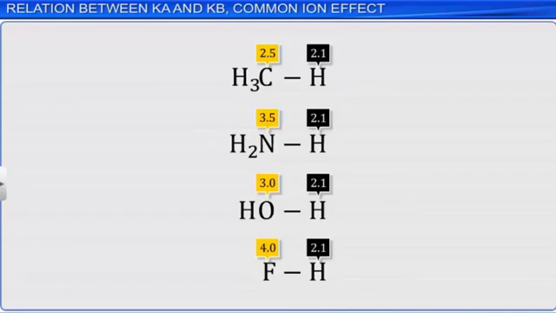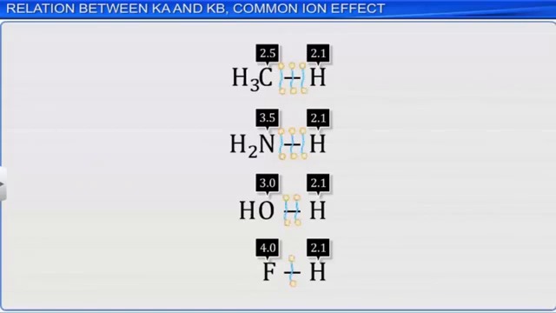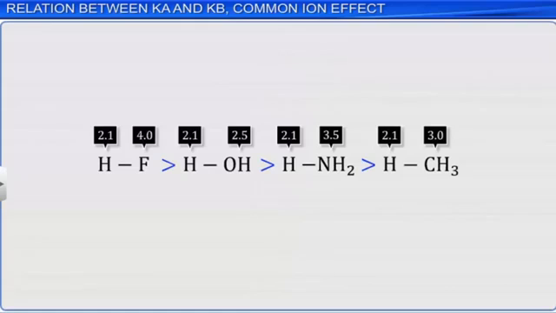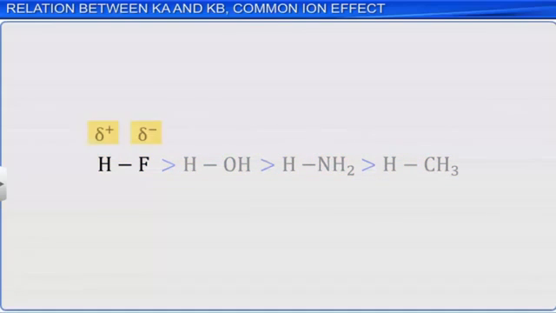With an increase in the electronegativity of the atom directly attached to hydrogen, the charge separation between the atoms increases. This results in a weakening of the HA bond and an increase in acidity. For instance, the order of acidity of HF, H2O, NH3 and CH4 is HF greater than H2O greater than NH3 greater than CH4. The HF bond, because of its greater polarity, has less bond dissociation energy. This qualifies it to be stronger than the other given molecules.